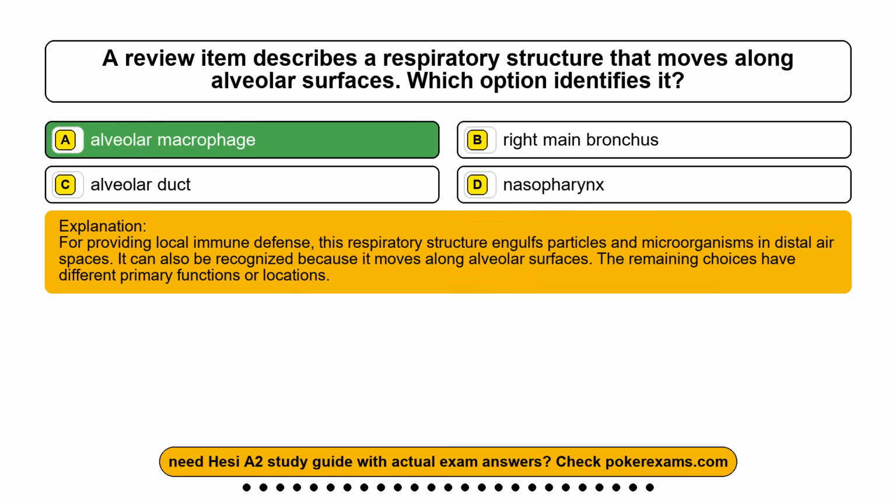For providing local immune defense, this respiratory structure engulfs particles and microorganisms in distal air spaces. It can also be recognized because it moves along alveolar surfaces. The remaining choices have different primary functions or locations.